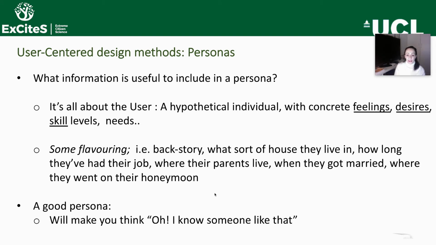Also, since personas are all about the user as a hypothetical individual, we sometimes need to include information about their feelings, their desires, their skill levels, their needs, whatever is appropriate in the context for which you're using a persona. We usually add some flavoring, that is a backstory. For example, what sort of house they live in, how long they've had their job for. And again, that flavoring should be relevant to the particular context that you're using your persona for. A good persona will help you empathize with your user and make you think, I know someone like that.